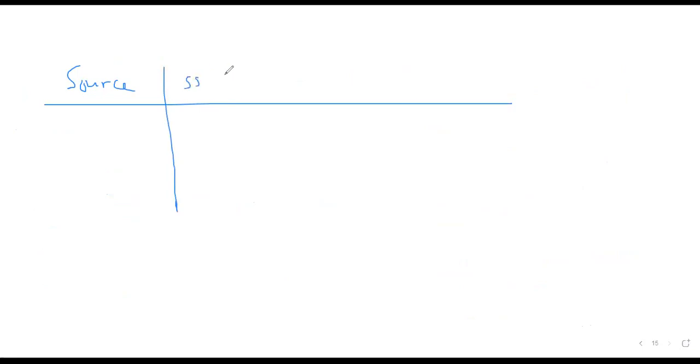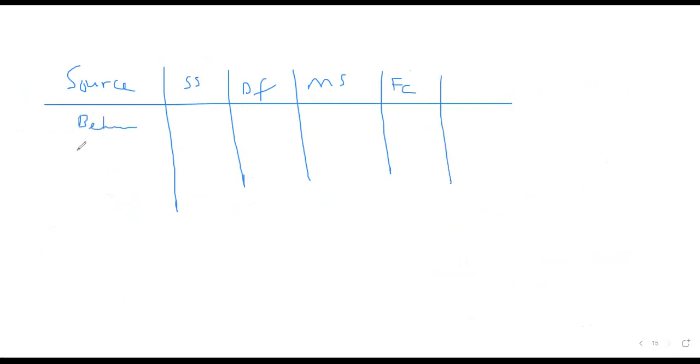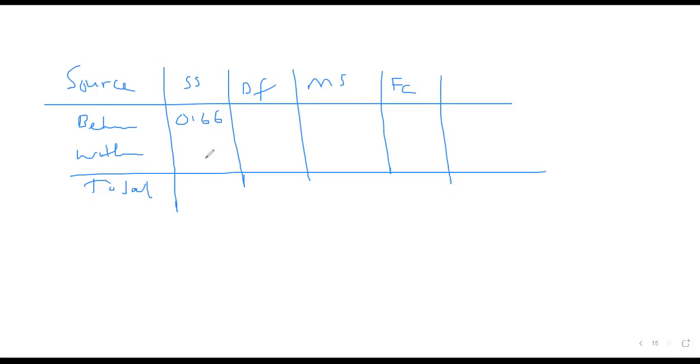So let's go now to our table. We have 3 sources of variation. We have SS, degree of freedom, mean of squares, and F calculated. So between, within, and total. We just calculated our between as 0.66 and our total as 4. Can you help me balance up this?